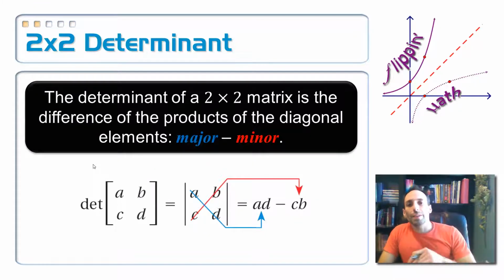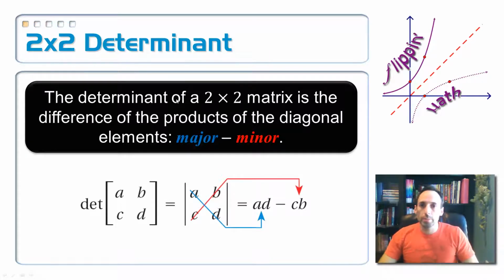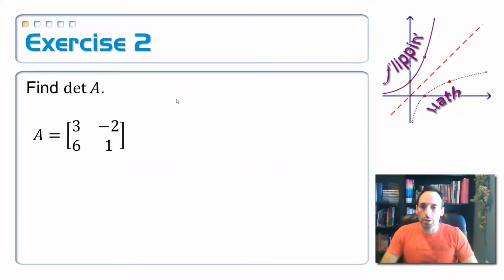So it is the difference of the products of the diagonals. Okay, so you always do the major diagonal. So major diagonal is the A times the D here, minus the minor diagonal, which is the B times the C. Okay, that's all it is. You multiply those and you subtract the two numbers, you got the determinant. Okay, so let's try this on a 2 by 2 matrix here.